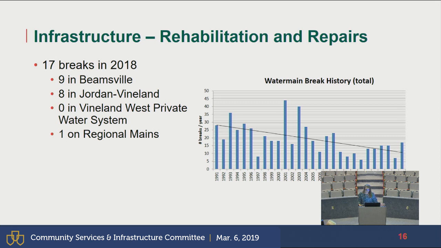Then, as I mentioned, we did have 17 breaks in 2018. It was quite a large spike from 2017. We had 9 in Beamsville, 8 in Jordan Vineland. There was 1 on a regional main. We tracked that as well, but the region would do that repair. And we didn't have any breaks within the Vineland Loss private water system in 2018.